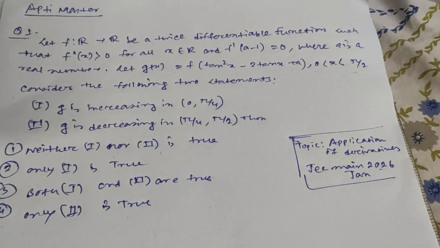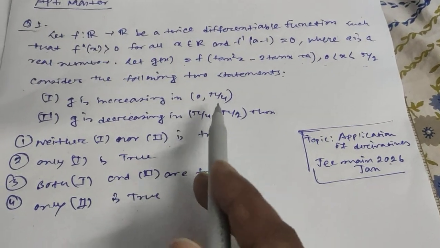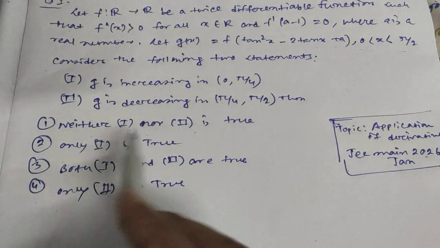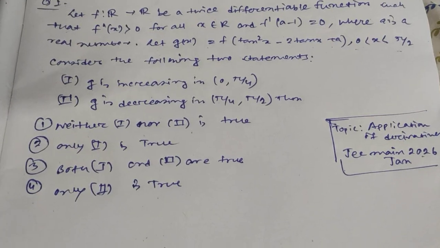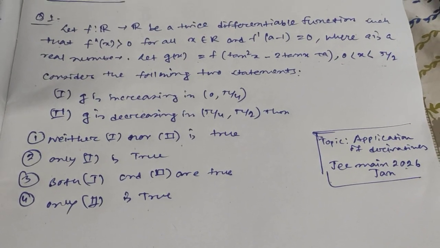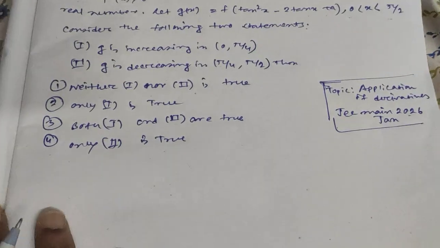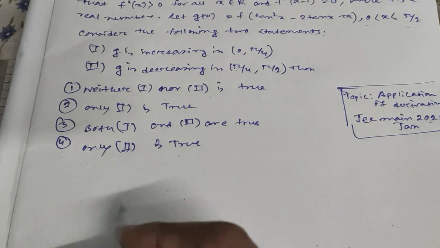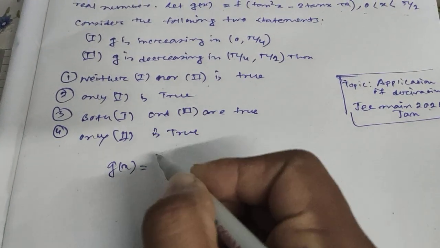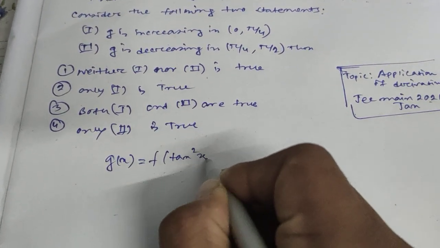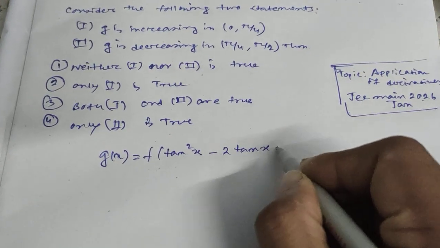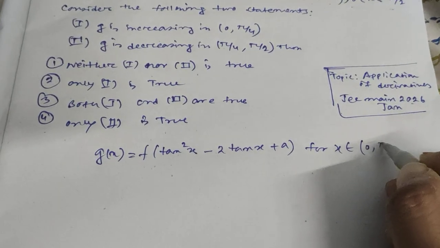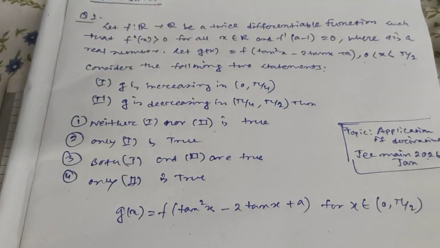Now consider the following two statements. G is increasing in 0 comma pi by 4 and G is decreasing in pi by 4 comma pi by 2. Then we need to select the options. Okay, so first of all, the function given in the problem can be reconstructed. Like g of x is given as f of tan²x minus 2 tan x plus a for x belongs to 0 comma pi by 2, right?